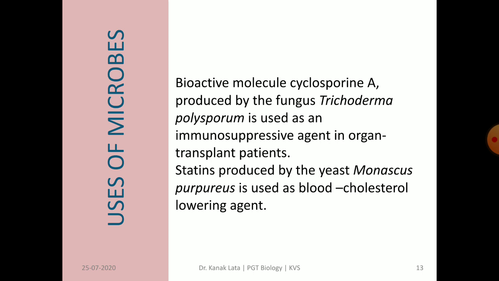Next bioactive molecule is statin. And this statin is produced by a yeast, that is a unicellular fungus, and the name of that yeast is Monascus purpureus. What is it? It is Monascus purpureus, and this statin is used as a blood cholesterol lowering agent.